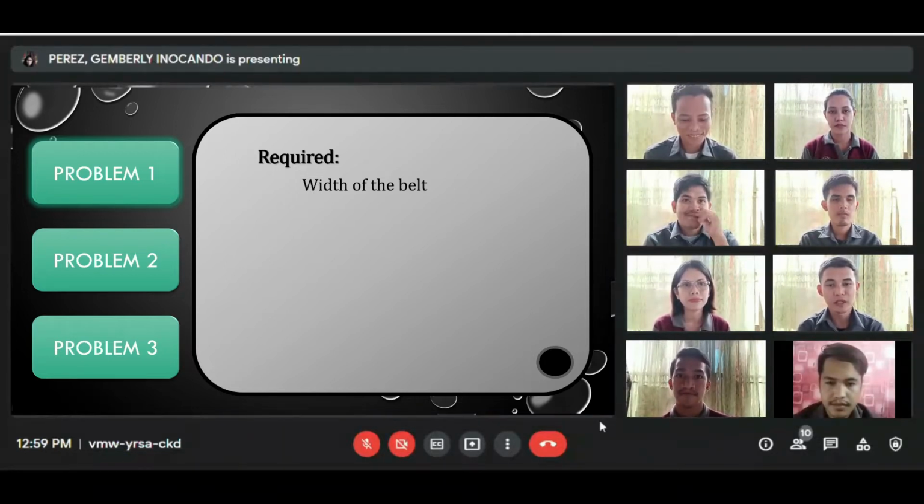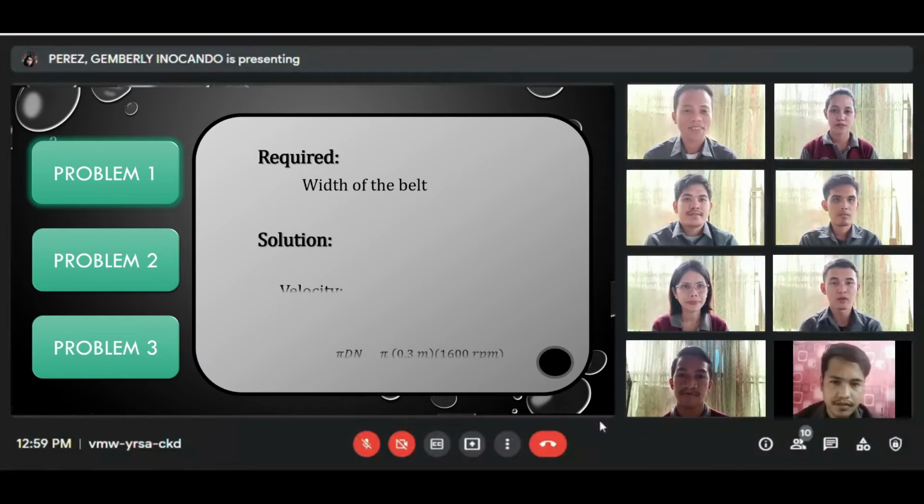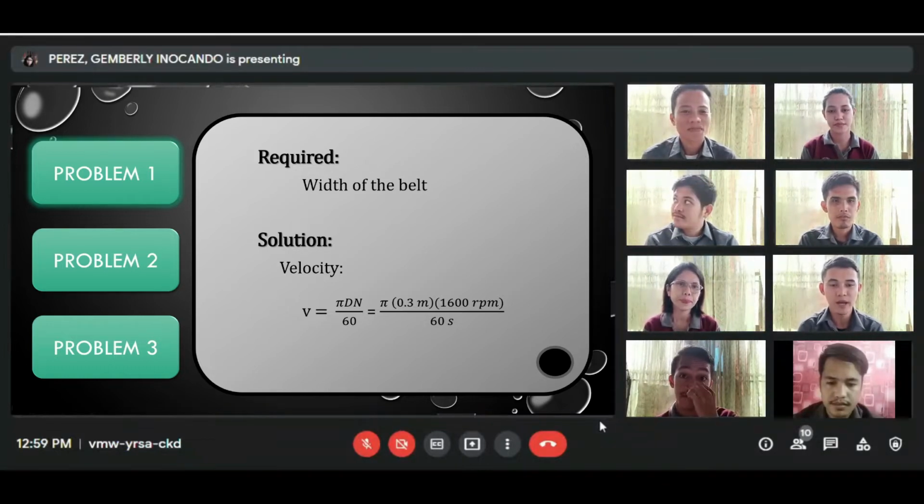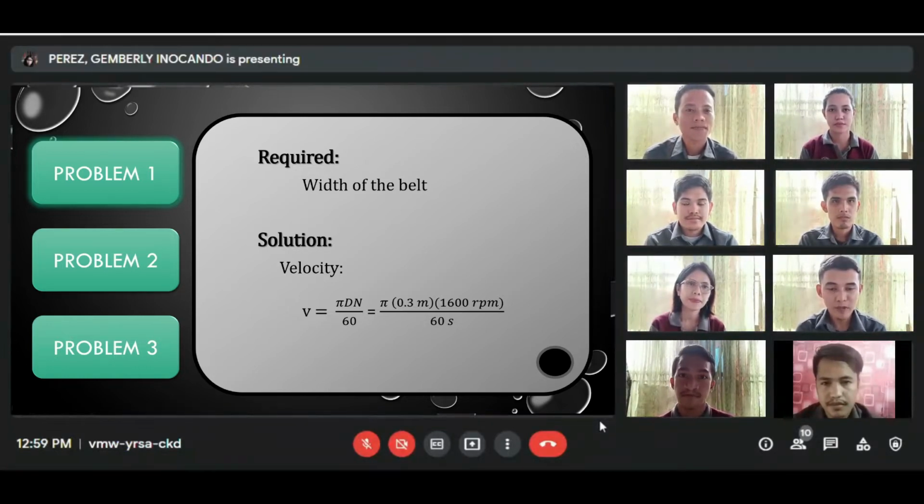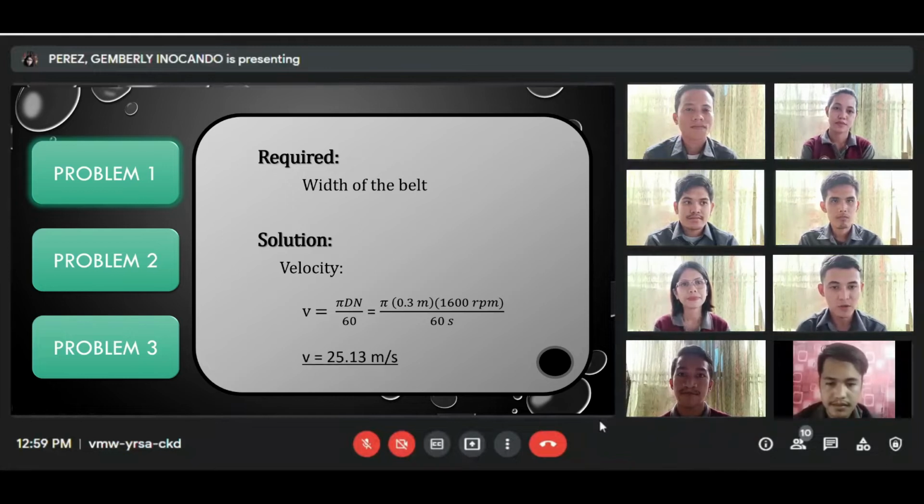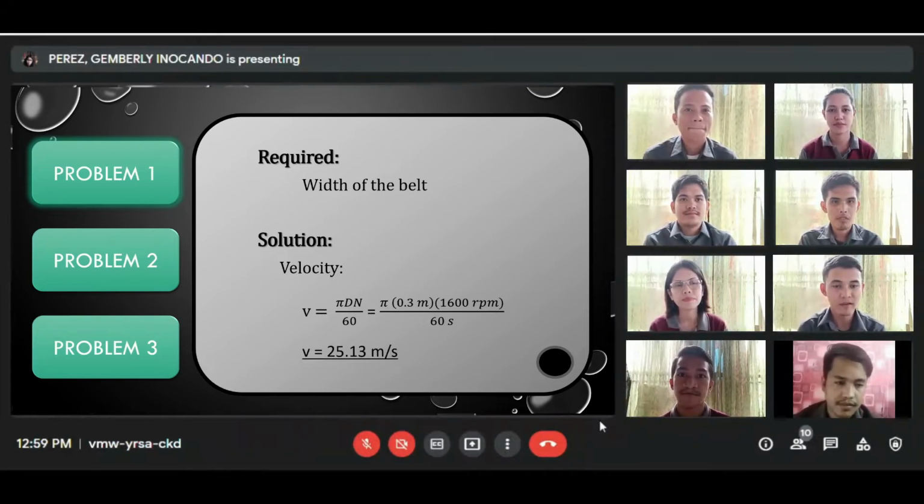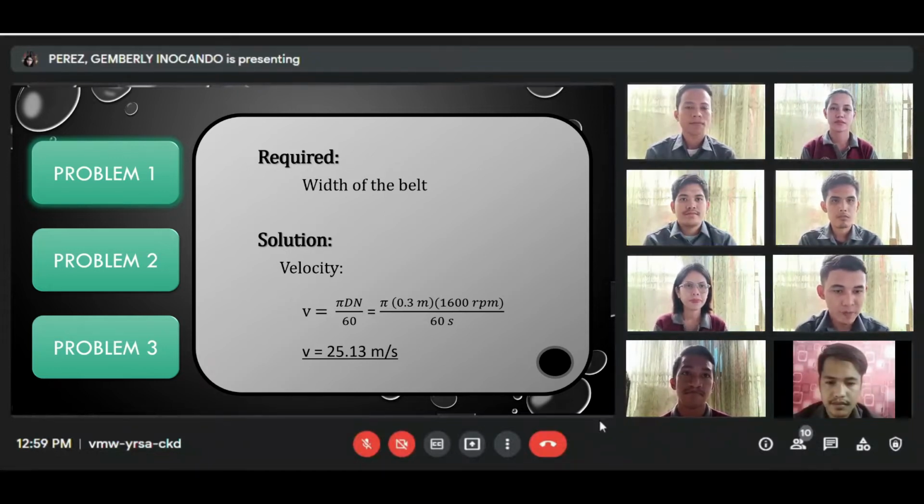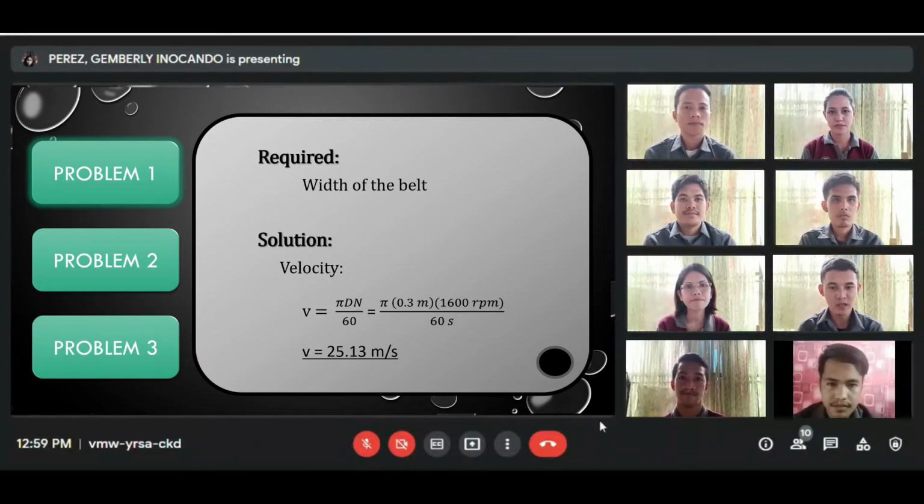For our required, we need to find the width of the belt. And for the solution, first we need to find our velocity. The formula is V, or velocity, equals pi times diameter, D, times speed, N, over 60 seconds. Substituting the values, we have pi times 0.3 meter times 1,600 RPM over 60 seconds.